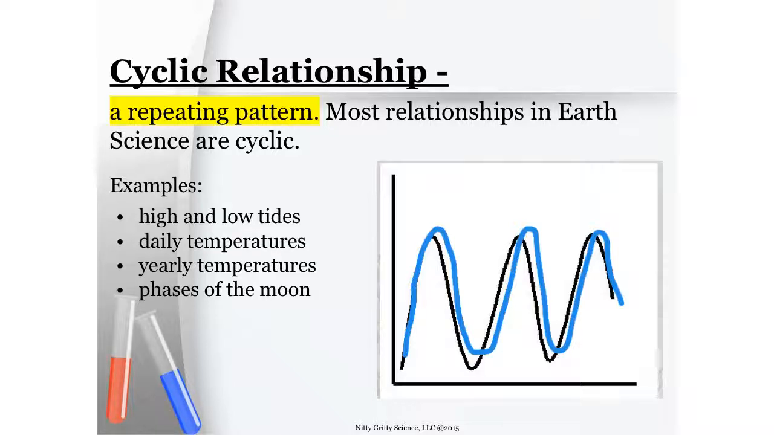And then lastly, phases of the moon. Our moon sometimes looks full, sometimes it gets more like a crescent shape, and then it gets full again. That's a repeating pattern.